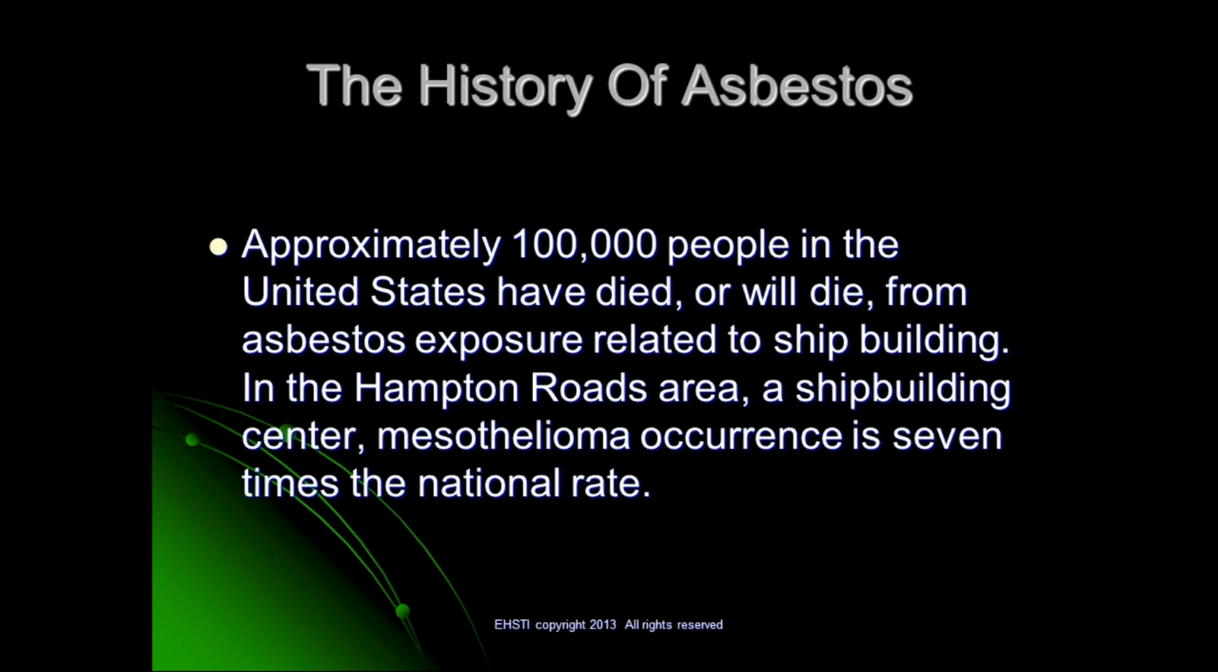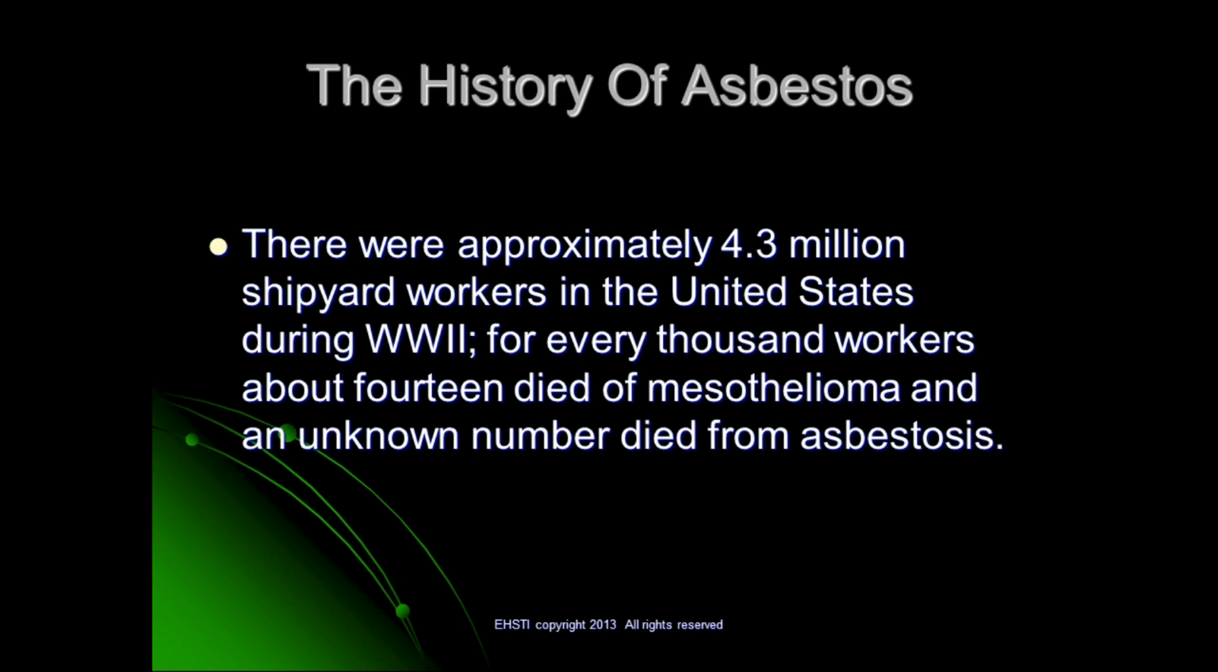Approximately 100,000 people in the United States have died or will die from asbestos exposure related to shipbuilding. In the Hampton Roads area, a shipbuilding center, mesothelioma occurrence is 7 times the national rate. There were approximately 4.3 million shipyard workers in the United States during World War II. For every 1,000 workers, about 14 died of mesothelioma, and an unknown number died from asbestosis.